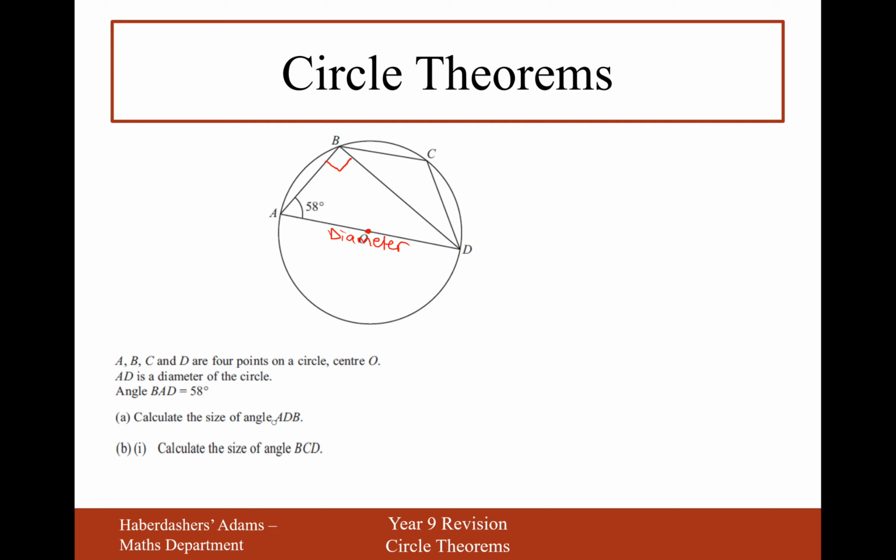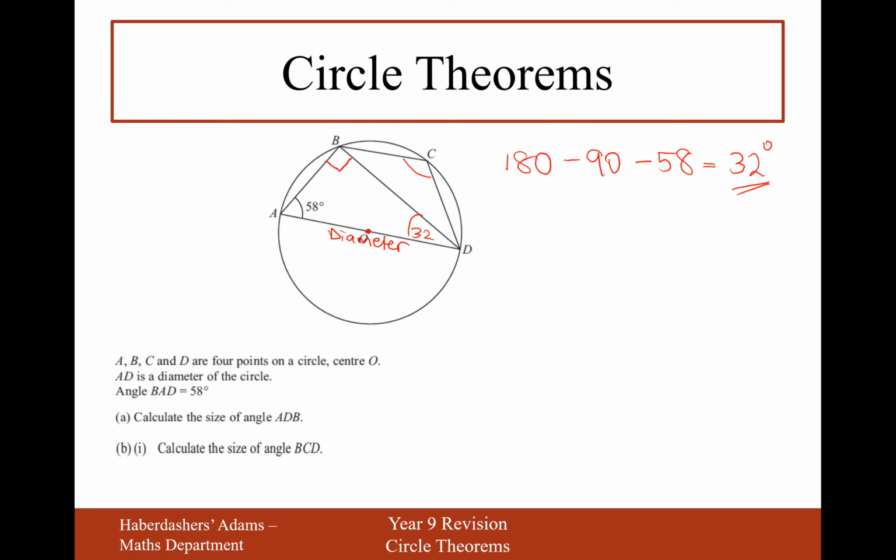So how do I work out ADB, A to D to B, that's this angle here? Well, I've got 180 degrees in a triangle, I've got a right angle at the top, and I've got 58 degrees on the left, so that's going to be 32 degrees left over. So angle ADB is 32 degrees.